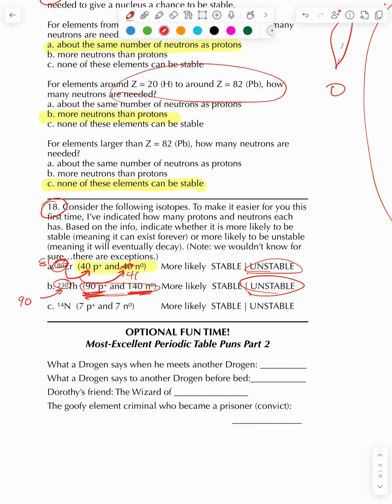All right, this one, again, you look in the periodic table and see it's element 7, so it has 7 protons and therefore 7 neutrons. Yeah, that seems right. For those lighter elements, we want about the same number of neutrons as protons.